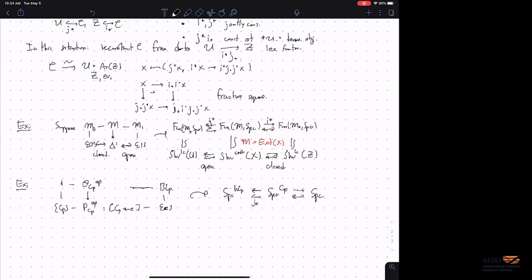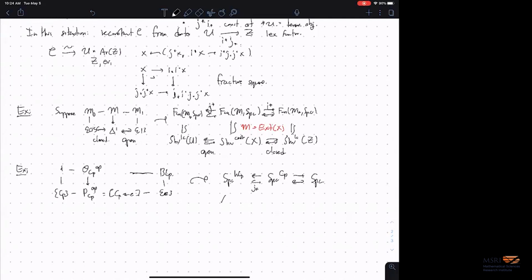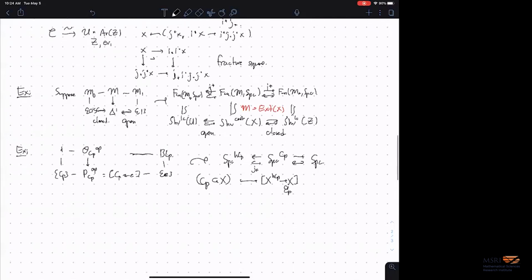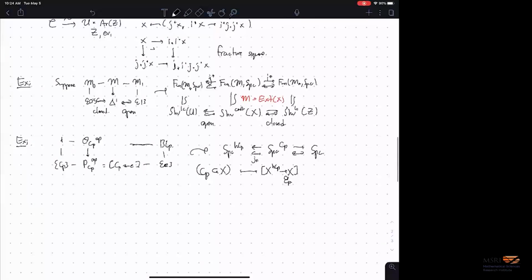Indeed, if you think about what this j_* functor is doing, it's sending a space with C_p action, which I'll denote like this, X with C_p action, to the presheaf where I look at the C_p fixed points of X mapping to X. And this yields, in particular, a decomposition or a presentation of C_p spaces as this fiber product.